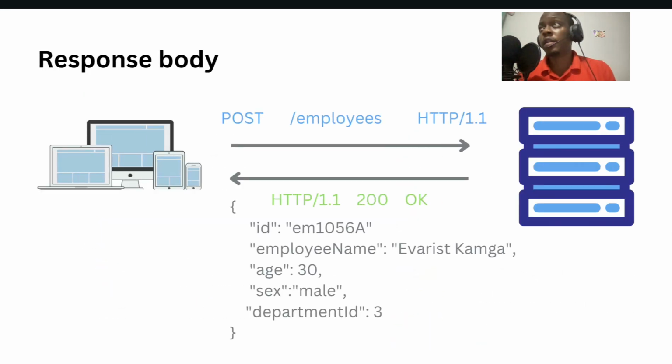And the response may also contain a response body to give the client more information about the request. For example, if you are trying to read information about employees, the response will contain the list of employees. In our case, we tried to create a new user, and the response came up with the user information. Most of the time, the response body is in JSON format.